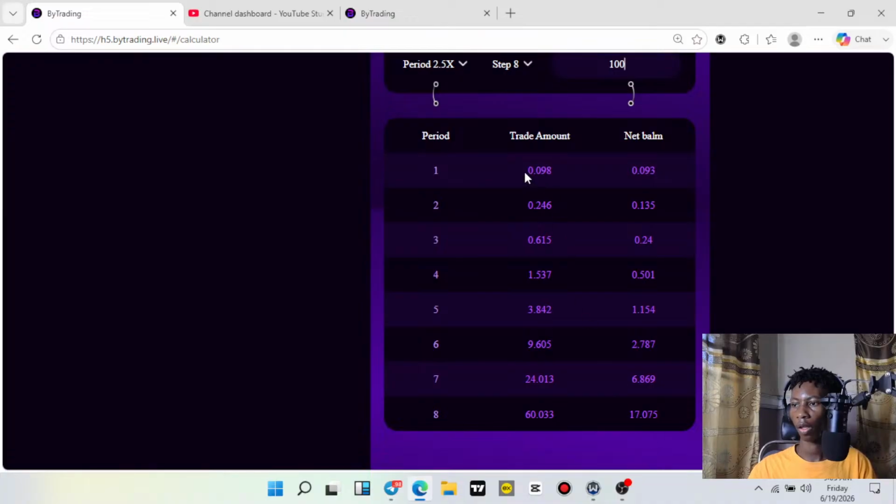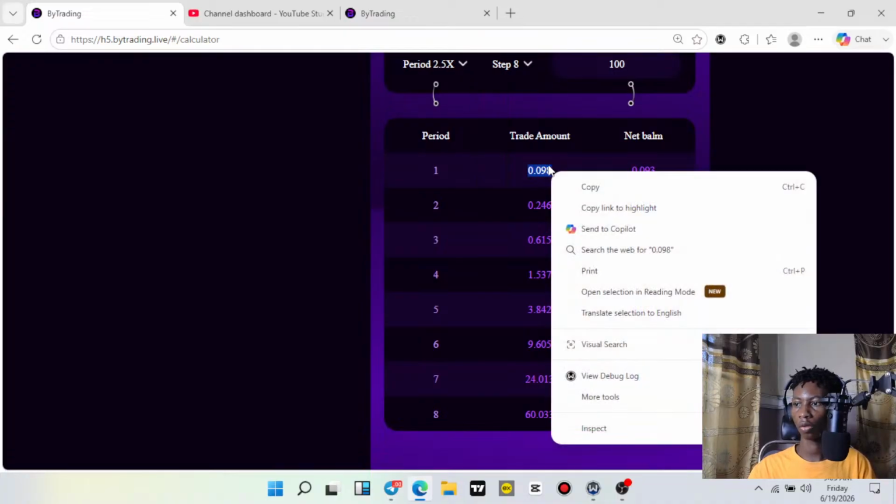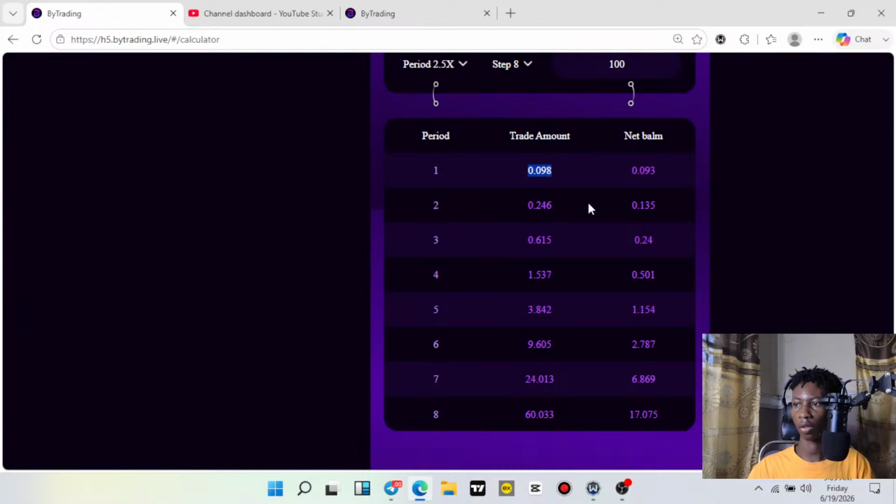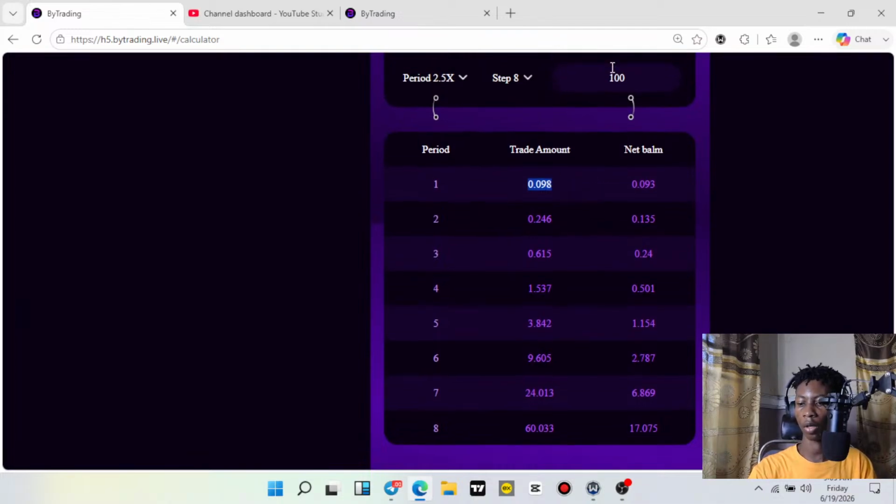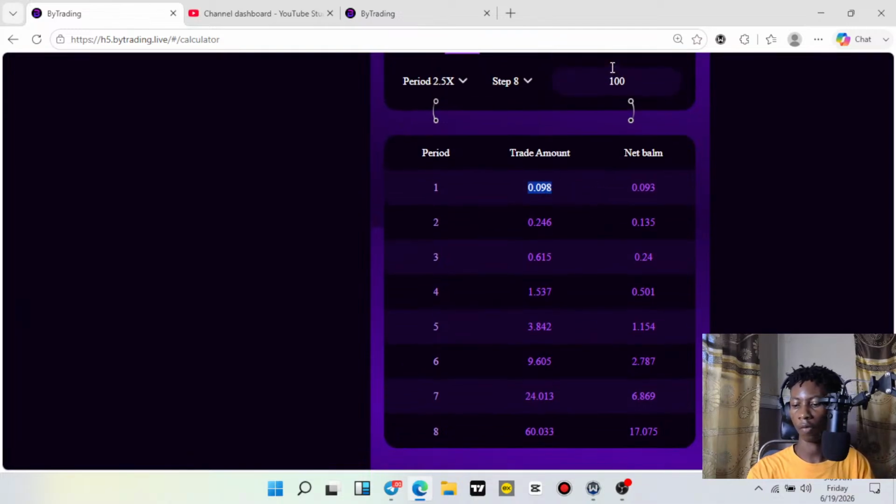I'll be going with this very particular phrase, and you just have to put the amount which you currently have on your balance right here on this section. Then the calculator phrase will help you arrange how much you'll be using per trade, and I will be explaining how to make use of this calculator phrase.